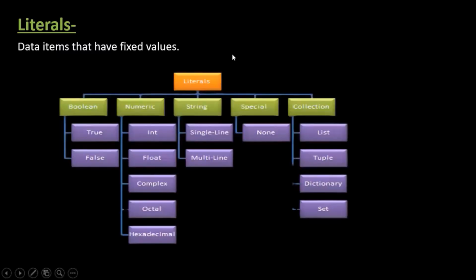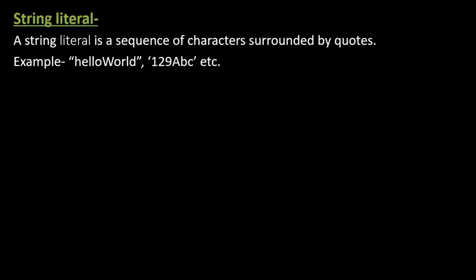These are the different types of literals in Python: Boolean, numeric, string, special, and collection. We will be discussing all of these one by one in this video. Now, starting with the string literal. A string literal is a sequence of characters surrounded by quotes. Any text that you write inside double quotes or single quotes is your string. You can use either double quotes or single quotes for a string.